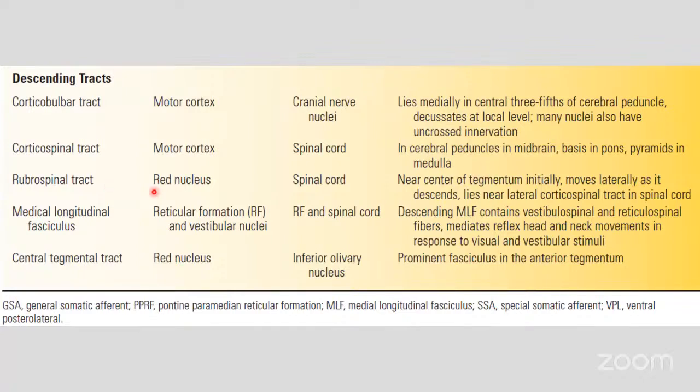The rubrospinal tract starts from the red nucleus, crosses at the level of the tegmentum of the midbrain, and goes to the spinal cord anterior horn cells. The medial longitudinal fasciculus arises from the reticular formation and then decussates, going onward to the spinal cord. The descending MLF contains the vestibulospinal and reticulospinal fibers, which I'll be covering later in detail. The vestibulospinal fibers are mainly for reflex head and neck movements in response to visual as well as vestibular stimuli. The central tegmental tract originates from the red nucleus and synapses at the inferior olivary nucleus.